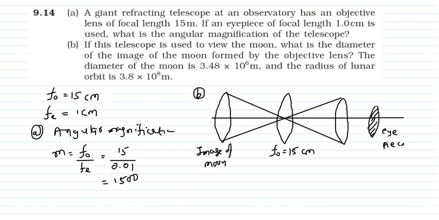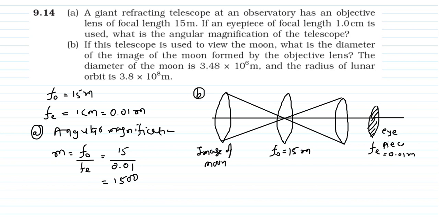It is 15 meter. Okay, it is not centimeter, it is meter. You can say it is 15 meter. And 1 centimeter is 0.01 meter. That is why we have taken 0.01 here. It is not 15 centimeter, it is 15 meter. And here the focal length of the eyepiece is 0.01 meter.